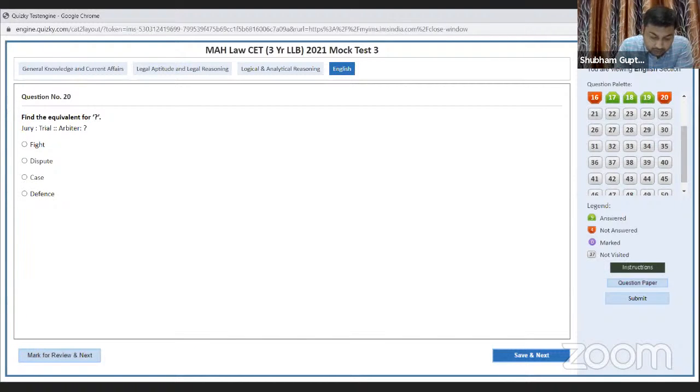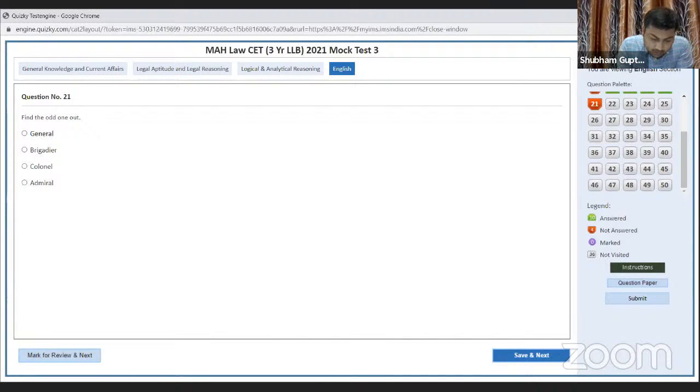Jury is to trial as arbitrator is to fight, dispute, case, or defense. So jury does the trial. Arbitrator does what? Fight, no. Defense, no. It should be either dispute or case. What should be the answer? Jury does a trial. Arbitrator solves a case or solves a dispute. So what should it be? Let's mark.